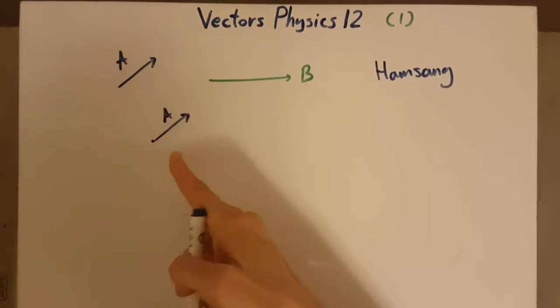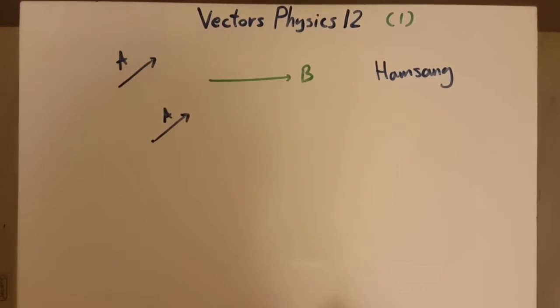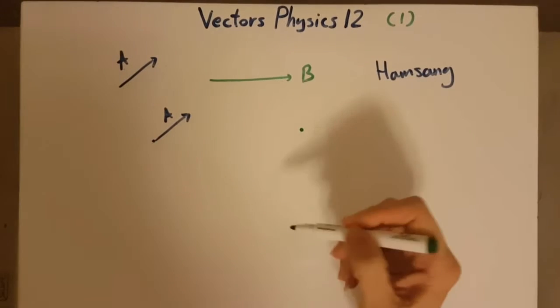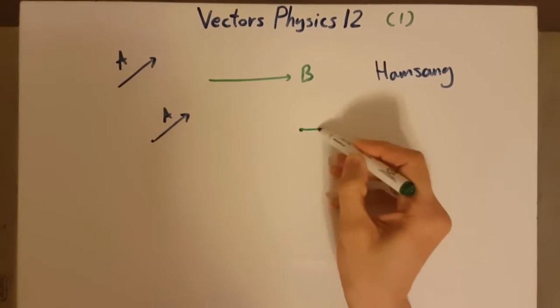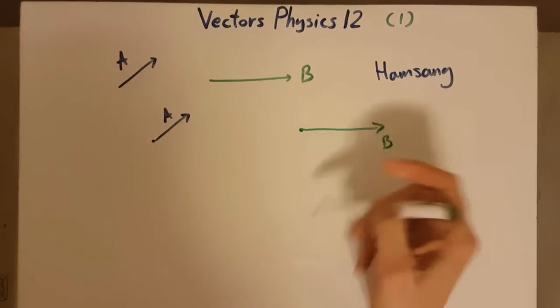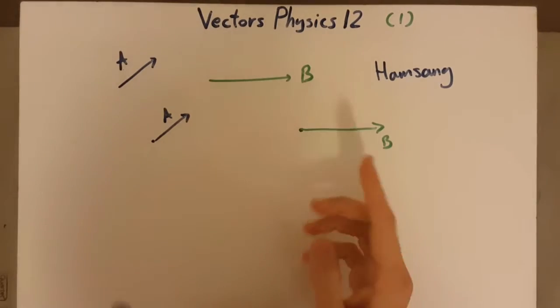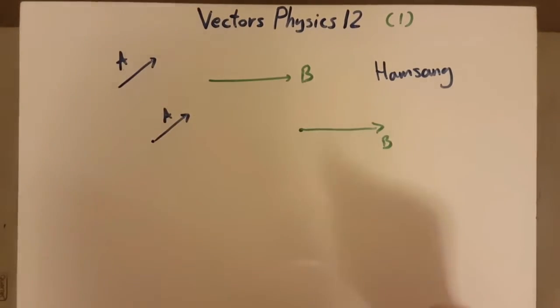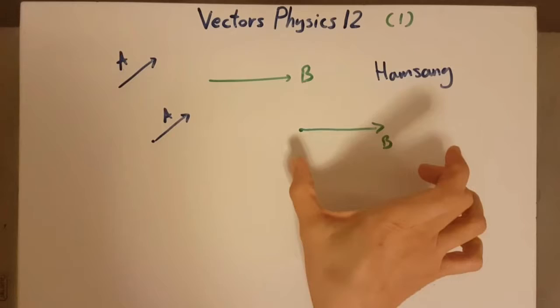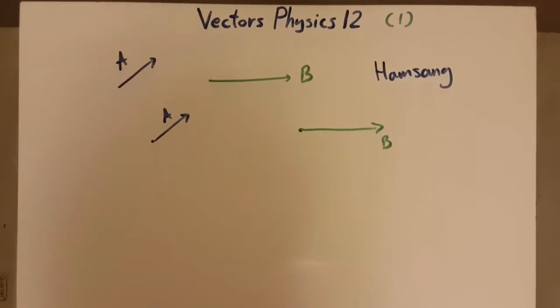This is exactly A. And now draw the equivalent of B from here. This is how you would draw it. This is exactly B, exactly the same thing. These are exactly the same thing. Don't think they are different because they are in two different places. That's not important. What's important is they show the same direction and have the same magnitude.